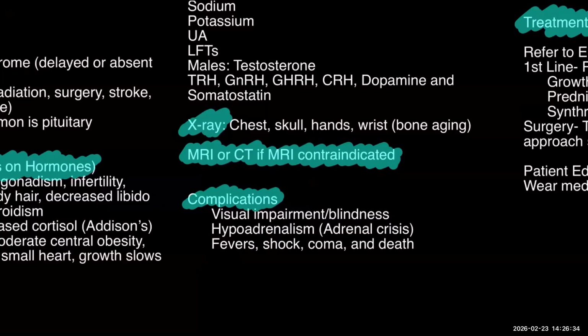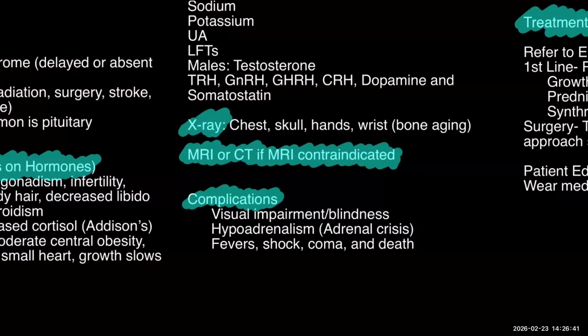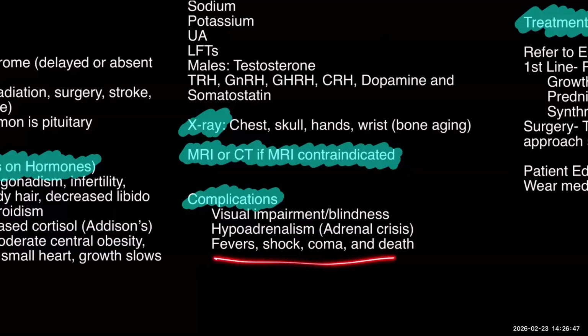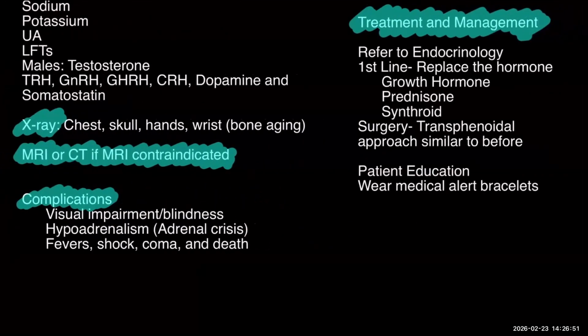Someone coming in with adrenal crisis, they're not having any cortisol, no aldosterone. They're going to be weak, obtunded. You need fluids. We're going to get through all the adrenal stuff next week. And fever, shock. These are all related to the adrenal crisis, not having any cortisol.